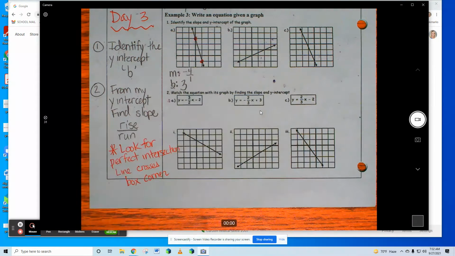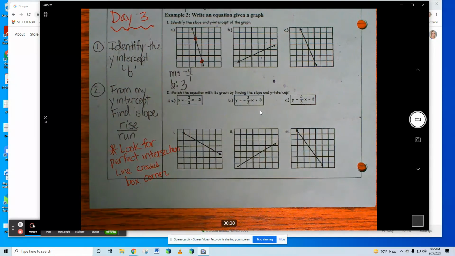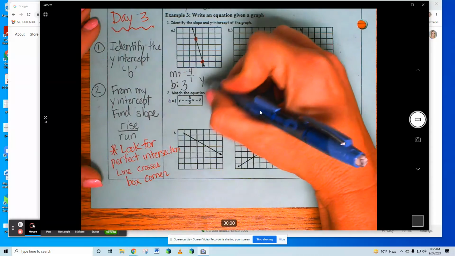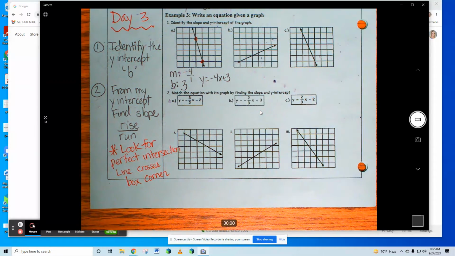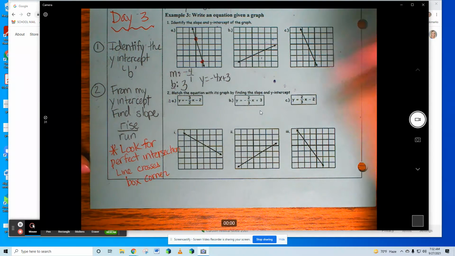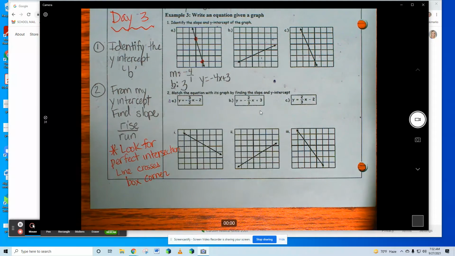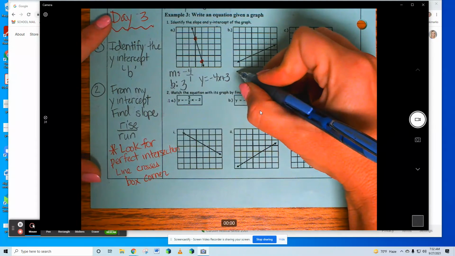Now you write your y equals mx plus b. I don't need the 1 in the denominator when I'm writing, so I'm just going to do y equals negative 4x plus 3. So I'm done. That's my y-intercept, and that's my slope. Let's go to b.